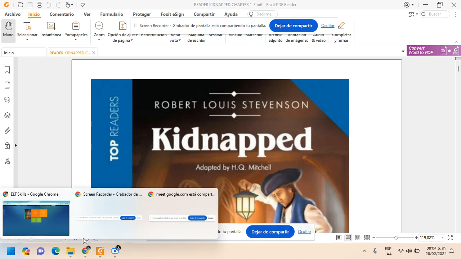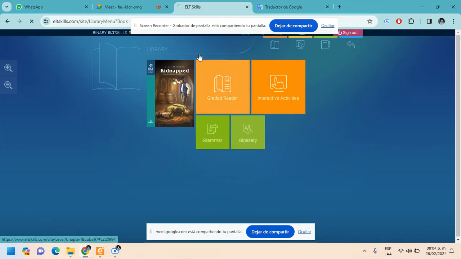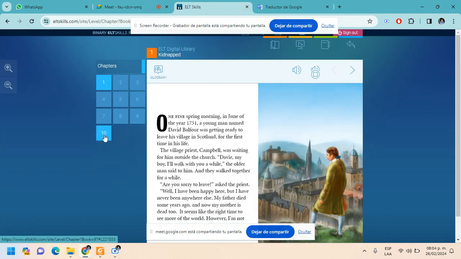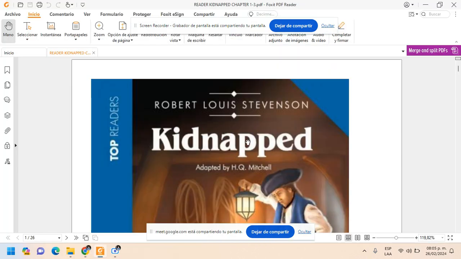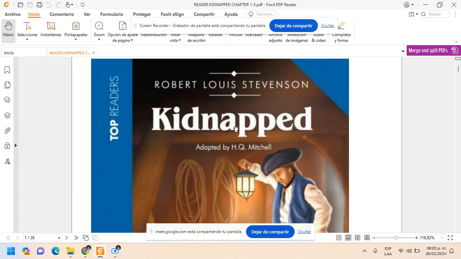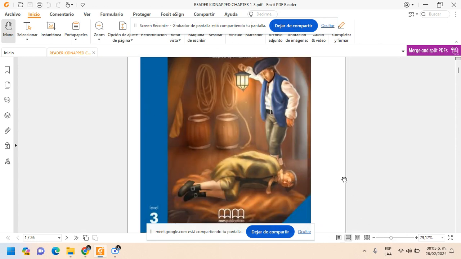We are going to work with 10 chapters, you see? Chapters, okay? So before we start, we have to know some things, no? For example, the name of the book is this, Kidnapped. The author, the person who wrote the book, tell me, who is the person who wrote the book?